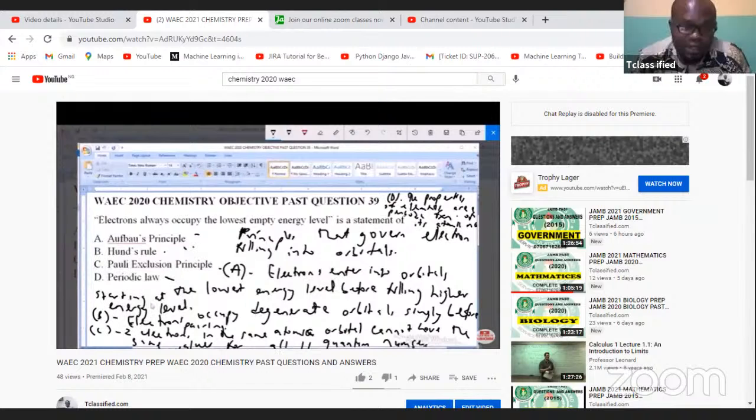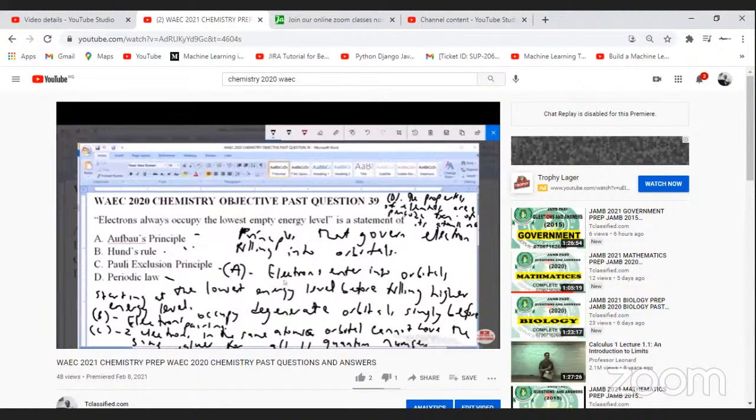So what of Hund's law and the Pauli exclusion principle? What were their statements? Hund said that electrons must occupy orbitals singly first before pairing, while Pauli's exclusion principle says no two electrons can have the same four quantum numbers.